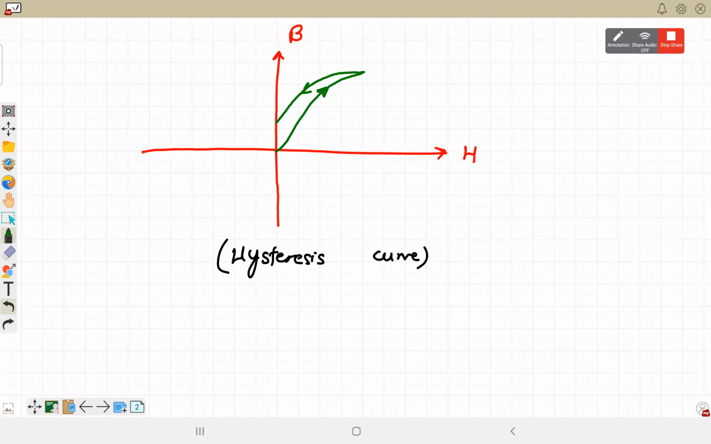Even when the external field is gone, when H is gone, तब भी इसके पास थोड़ी सी magnetic property बची हुई है. This length O to A represents how much magnetic field it will retain inside when the external field is gone, and that is called retentivity of the material. That is called magnetic retentivity.